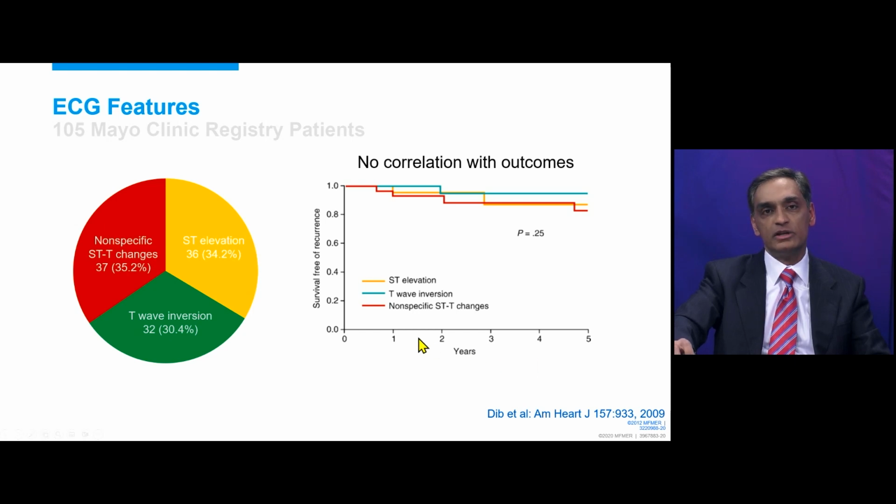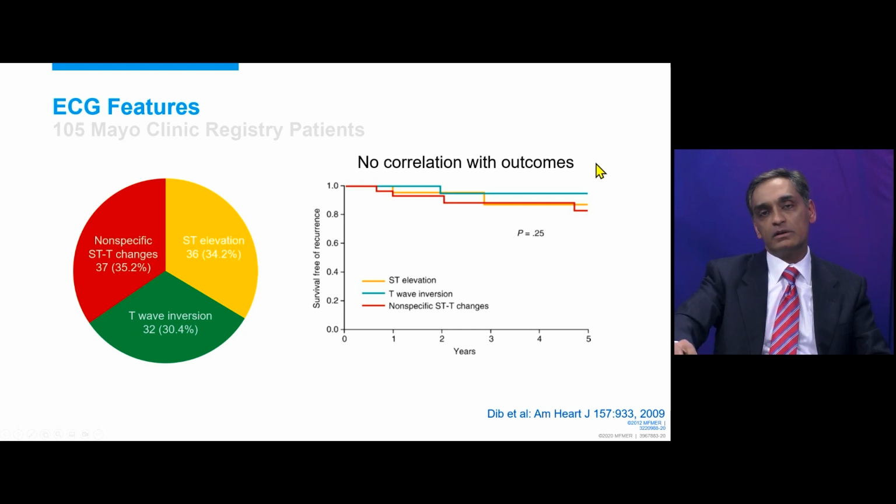What about the ECG? Here again, I'd like to talk about the rule of 1/3. 1/3 have ST elevation at presentation, 1/3 have deep T-wave inversion, and 1/3 have either a normal ECG or very subtle non-specific changes. So the rule of 1/3 applies to the electrocardiogram.